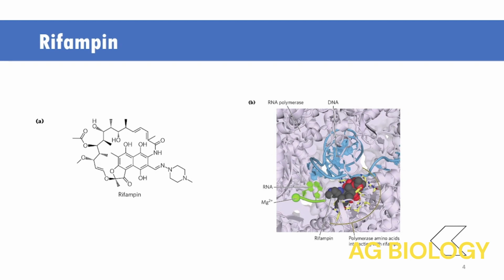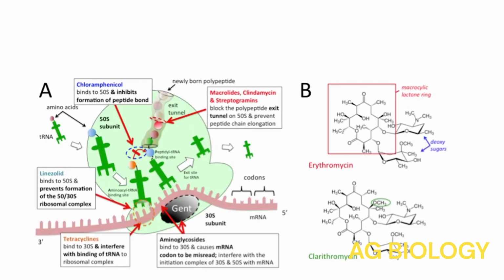Next is rifampin. DNA-dependent RNA polymerase is a key enzyme involved in transcription. So it acts directly by blocking the RNA polymerase transcription. Now if you come to translation, you see plenty of molecules. One is tetracycline. Tetracycline binds to the smaller subunit and then interferes with the binding of the tRNA.